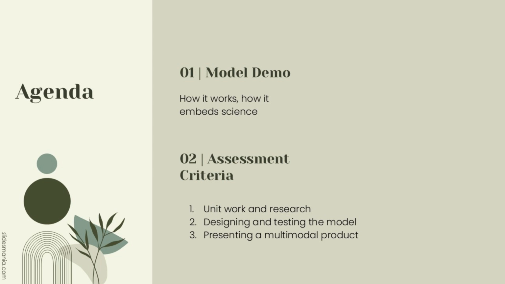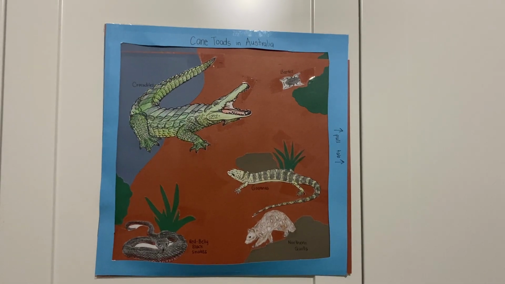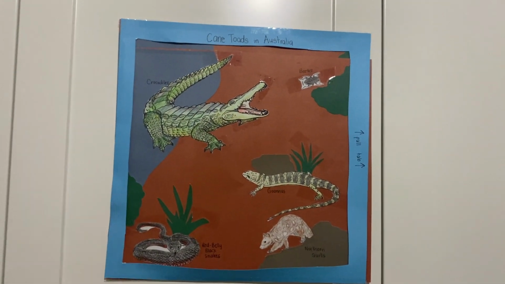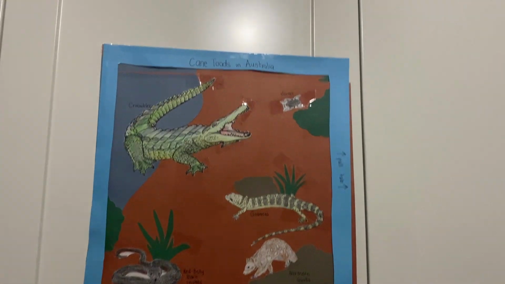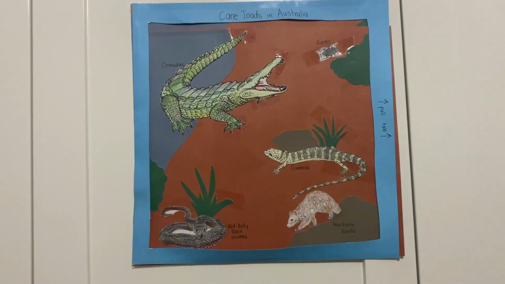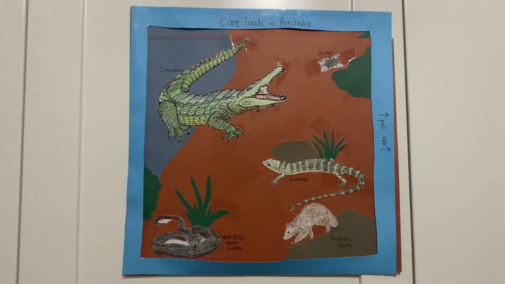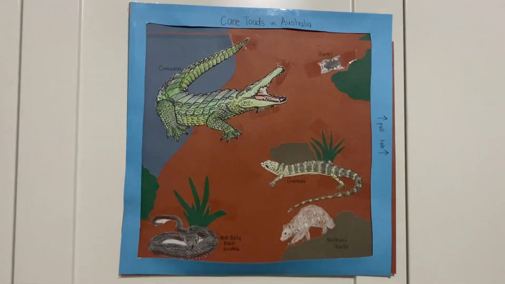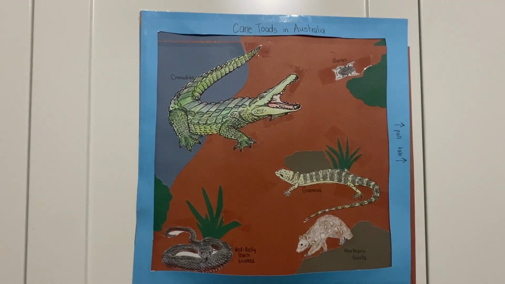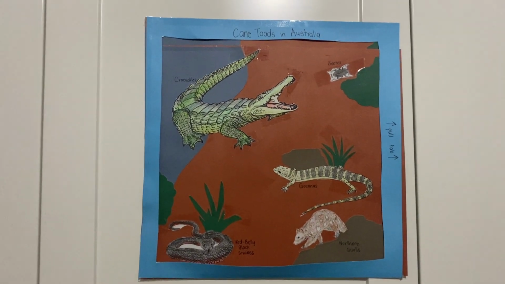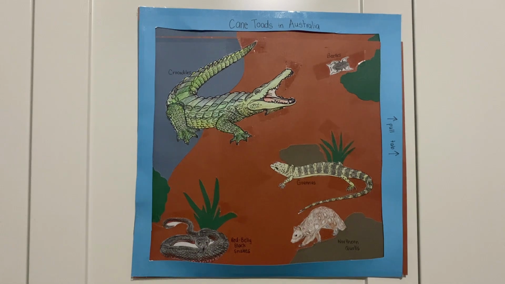So I will show you how the model works. Okay, and in stage 3, the students have been learning about living things and the loss or introduction of animals to the Australian environment. So for this project, we've looked specifically at cane toads in Australia, and students have developed this interactive paper sliding model, which will show the cause and the effect of cane toads in the environment.